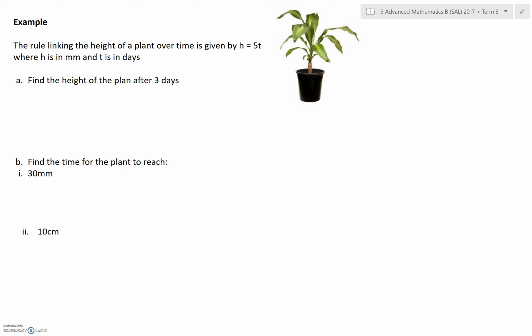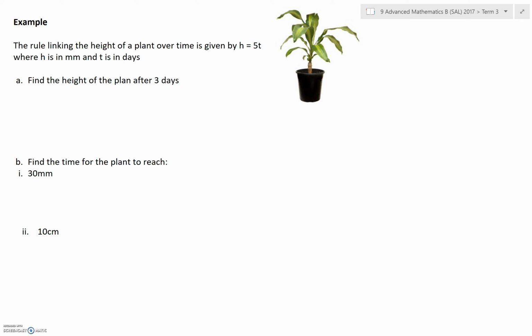Next one, find the time for the plant to reach 30 millimeters and then 10 centimeters. Now notice this time, we're not going to be working with t. This time we're going to be working with h. h is height in millimeters, so we can define that. So in this case, we're going to say, let h equal 30 and substitute that in. So you can see it's really no different than the stuff we've been doing. It's just in an actual context.